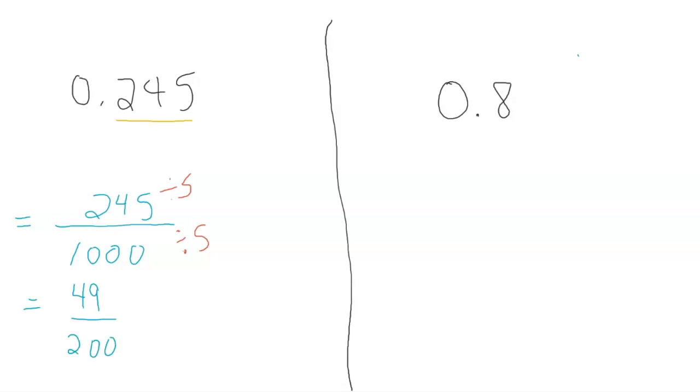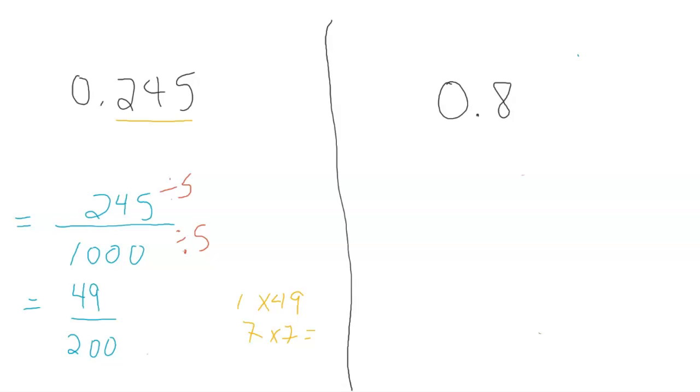And so I'm thinking about the factors of 49, right? I've got 1 times 49, right? And then I have 7 times 7 gives me 49.